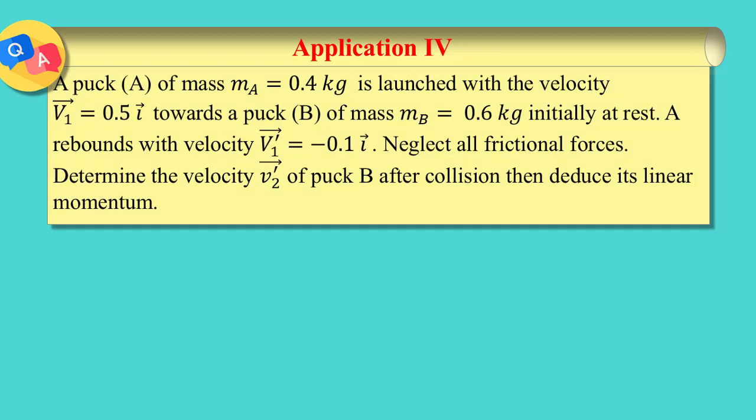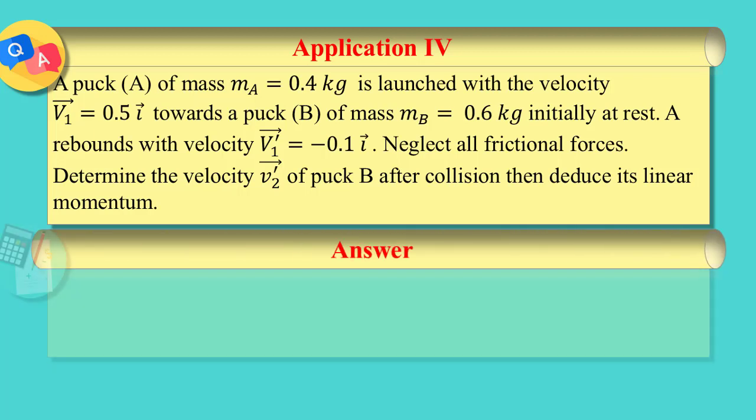Let's end with a small application that states a puck A of mass m_A equals 0.4 kilograms is launched with a velocity 0.5 i vector towards a puck B of mass 0.6 kilograms initially at rest. A rebounds with velocity minus 0.1 i. Neglect all frictional forces and then determine velocity v2 prime of puck B after collision, then deduce its linear momentum.